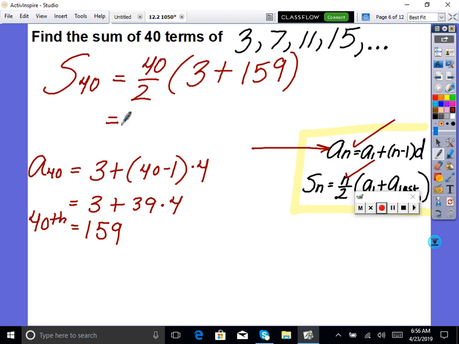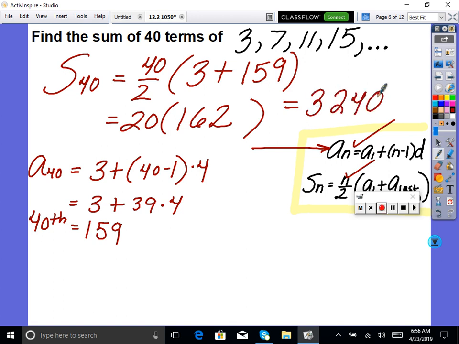So obviously that would be 20 times 59, 60, 61, 62. 162. So the sum of the first 40 terms is equal to 3,240. Is this making sense to everyone? Okay.